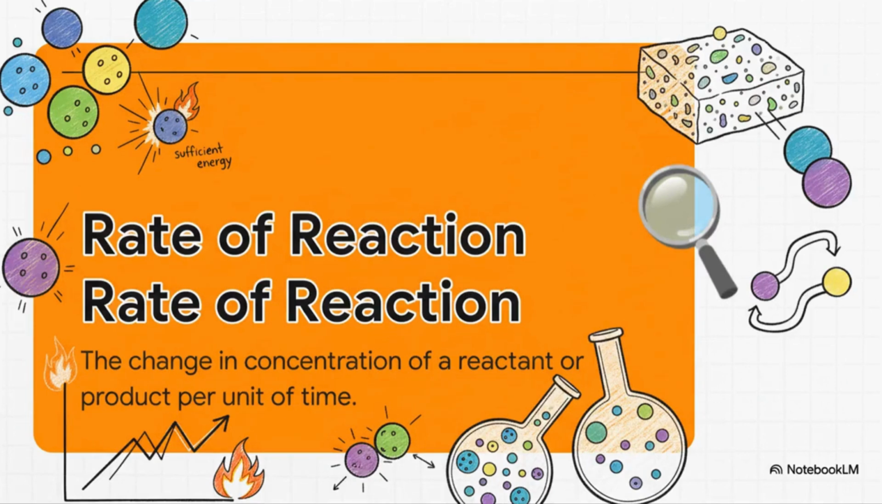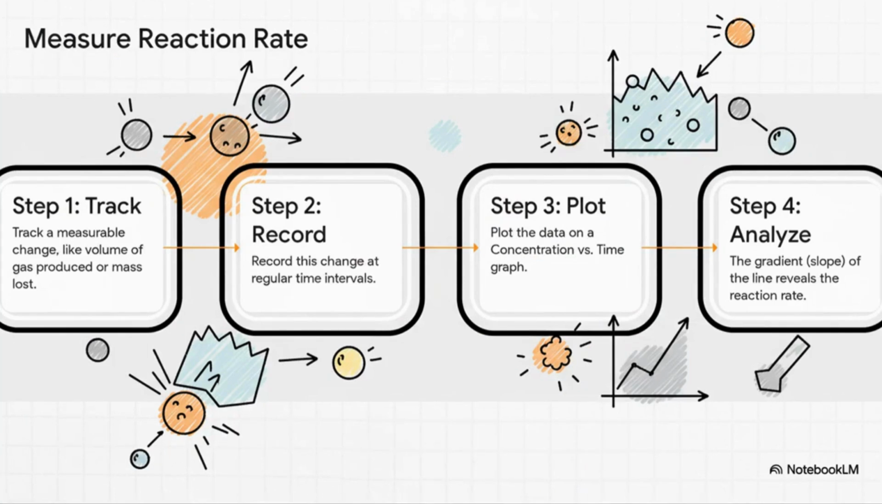So how do we actually put a number on this speed? Well, we track how much the amount of a substance, its concentration, changes over a certain amount of time. You can think of it like a car's speed in miles per hour, but for chemistry. It's all about how much stuff changes per second or per minute. To pull this off, we have to watch for something we can actually measure. Maybe it's a gas filling up a syringe, or maybe a solution is changing color. We record these changes at set intervals, say every 10 seconds.